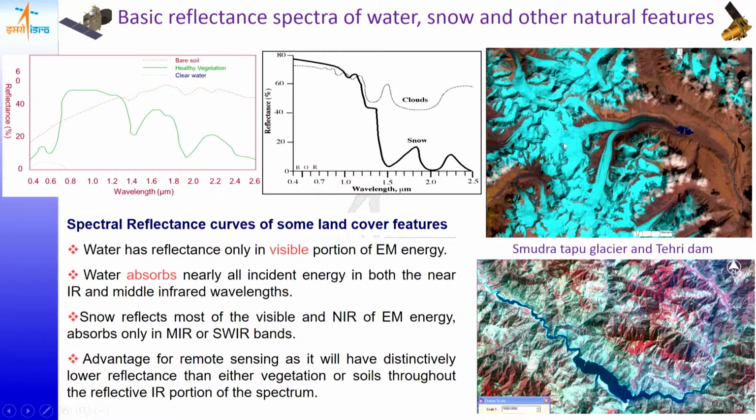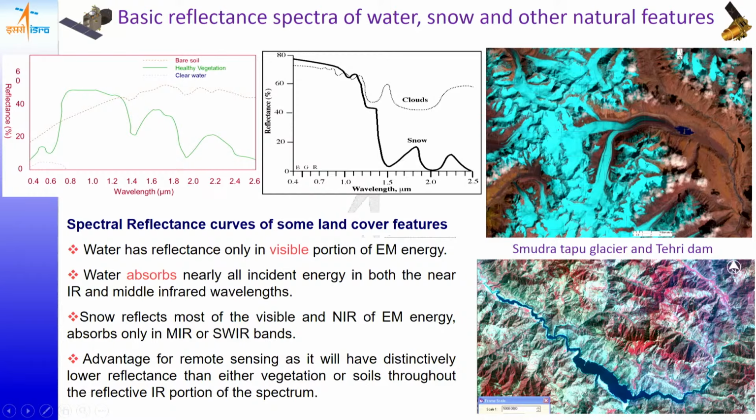So these are two examples. One is the upper Chandra basin having the pro-glacial lake Samudra Tapu here, and this is the snow, and the white patches you are seeing are clouds. Clouds will have higher reflection irrespective of whether we have the SWIR band or the middle infrared. And the bottom image is of the Tehri Dam, shown for one of the dates, and this is the Bhagirathi river, this is the Bhilangna river.